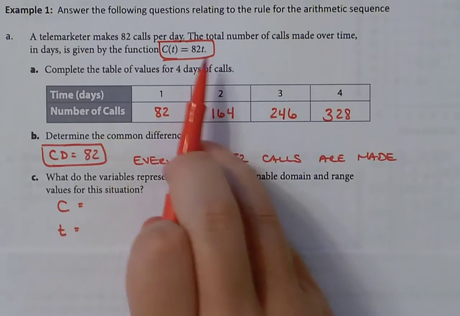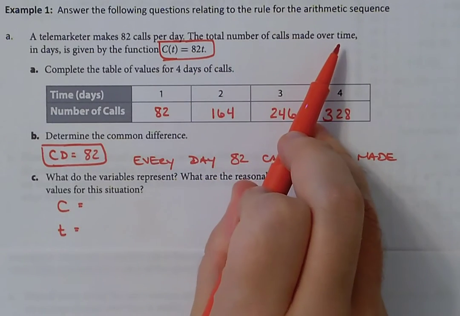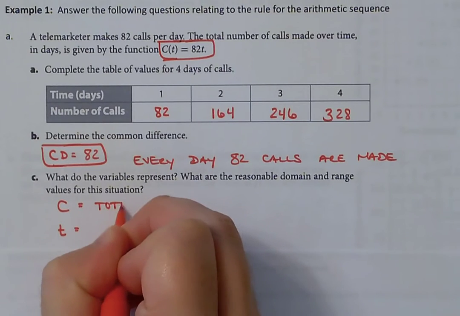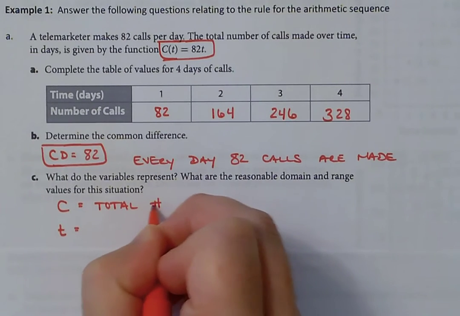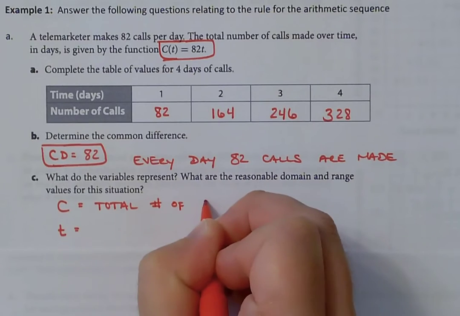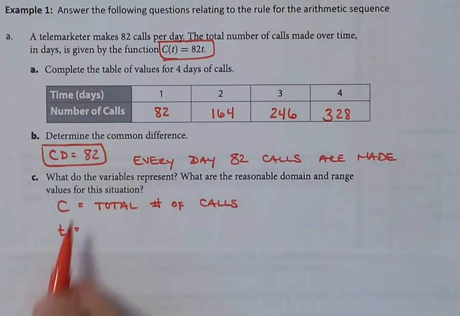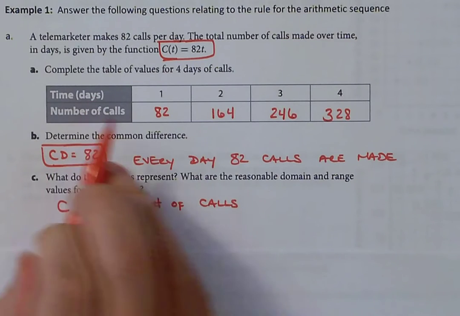Now, c represents the total number of calls made over time. So c equals total number of calls. And then t is time, in days.